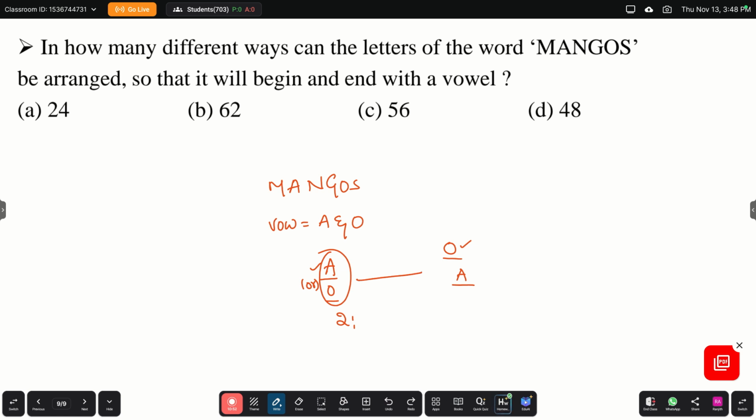Remaining letters: out of 6 letters, 2 letters are placed. Remaining letters will be 4. 4 letters will be arranged in 4 factorial. So the final answer will be 2 factorial times 4 factorial, which will be equal to 48.